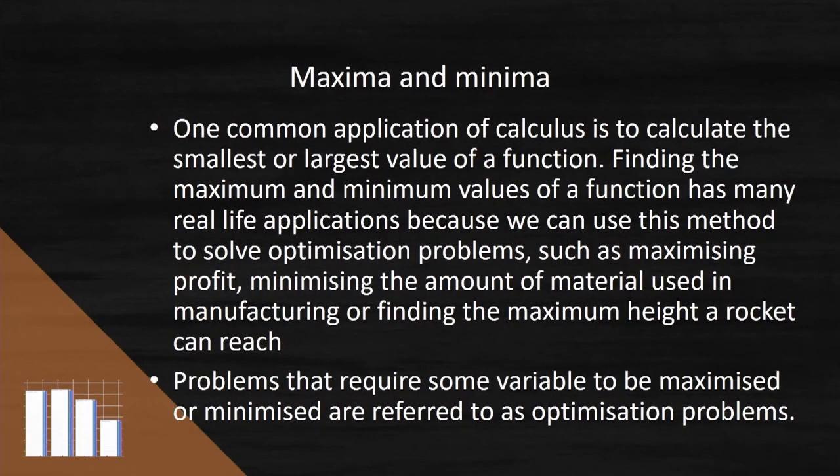So I was saying to you that one of the big concepts that we learn in grade 12 is all about maxima and minima. It is one of the most important applications of calculus because we use it to do things like maximize profit, minimize costs. You will see this across all sorts of different fields, especially in manufacturing, where we want to minimize the amount of material used to manufacture, for example, an aluminium can. If we reduce the amount of material used, we can reduce the cost of production. Problems that require some variable to be maximized or minimized are what we call optimization problems.